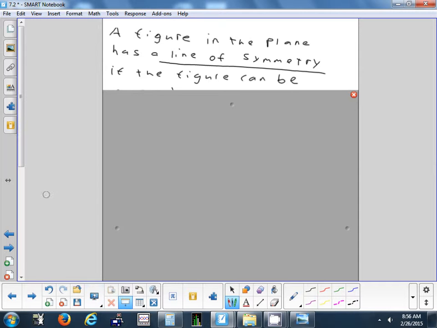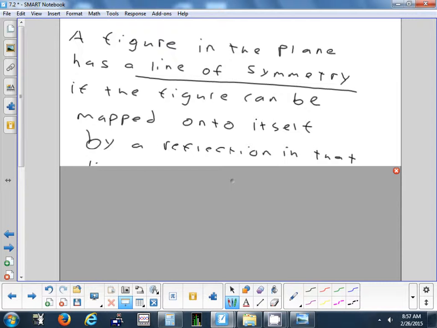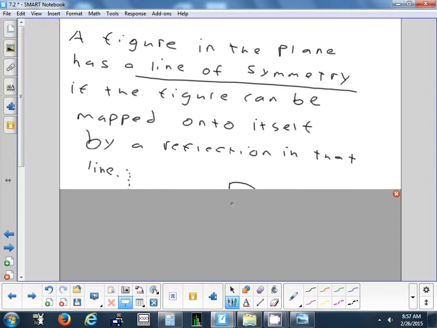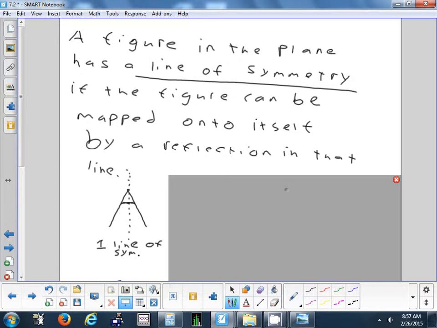All right, so next thing we're going to look at is what's called a line of symmetry. We say that a figure has a line of symmetry if the figure can be mapped onto itself by a reflection over a line. Here's an example: the letter A. If you draw a capital A like that, it has a line of symmetry.